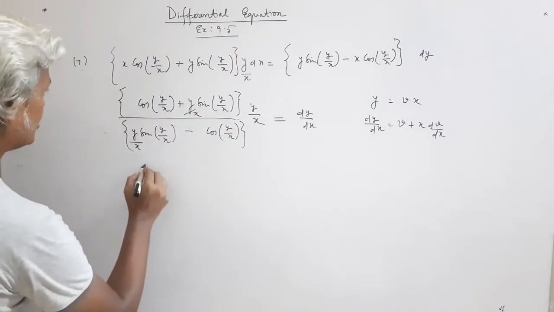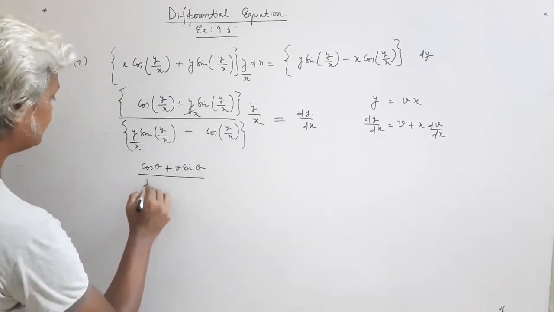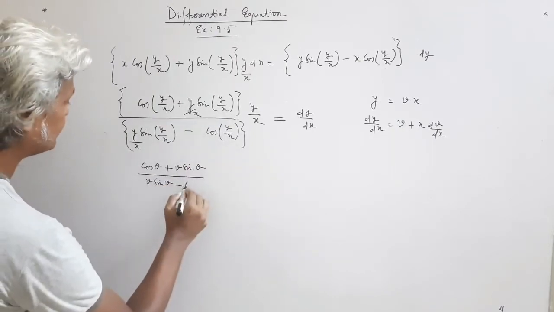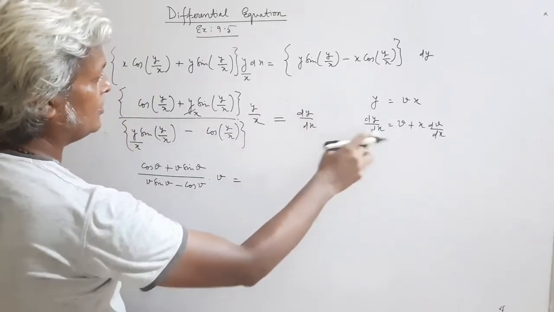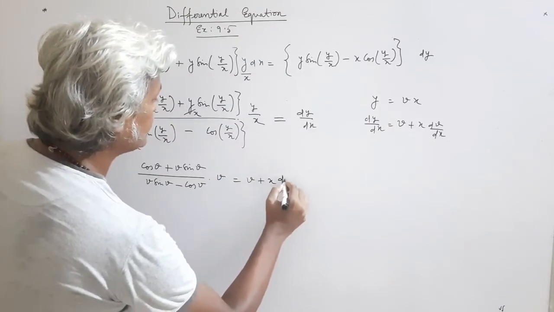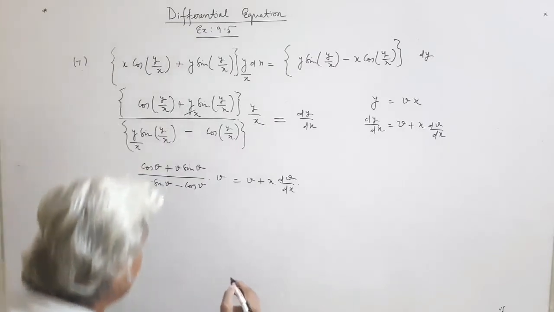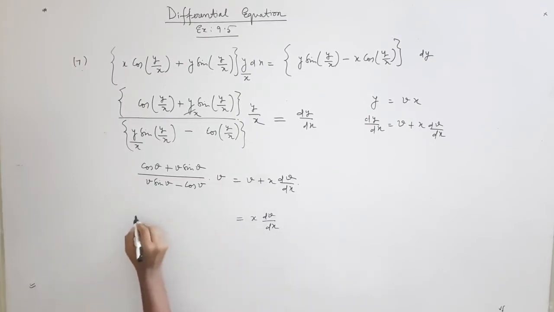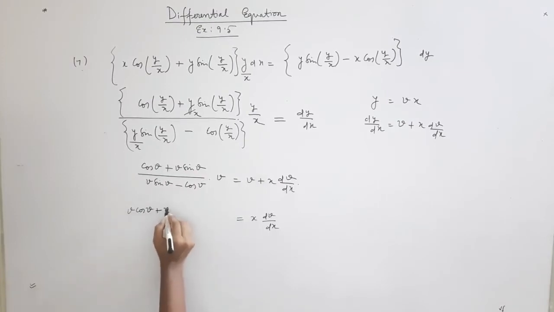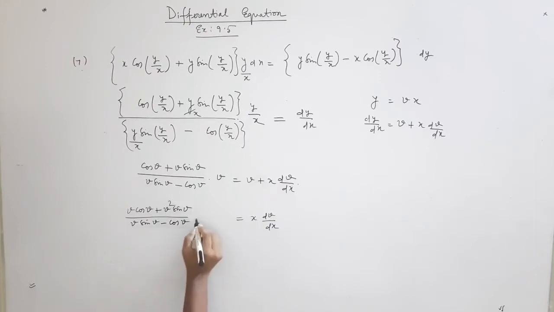So this question becomes cos v plus v sin v over v sin v minus cos v. And what is this? This is also v equals, what will you get? v plus x dv by dx. This is the beautiful part. Now if you take this v on this side, this becomes negative. So this becomes x dv by dx, and here, because v is with the numerator, I better write it like v cos v plus v square sin v over v sin v minus cos v, and this is minus v.